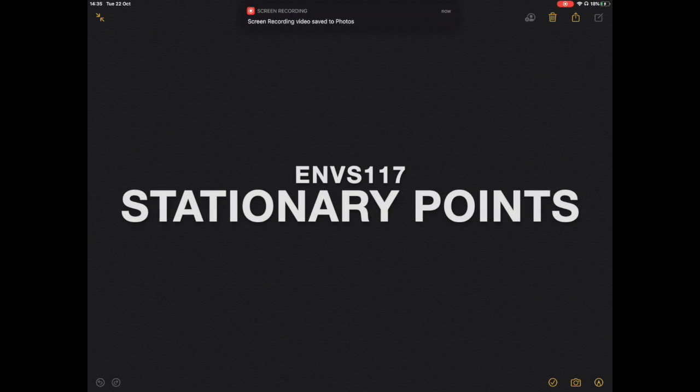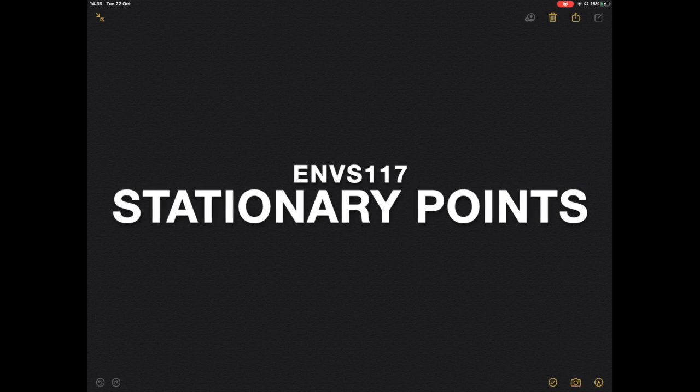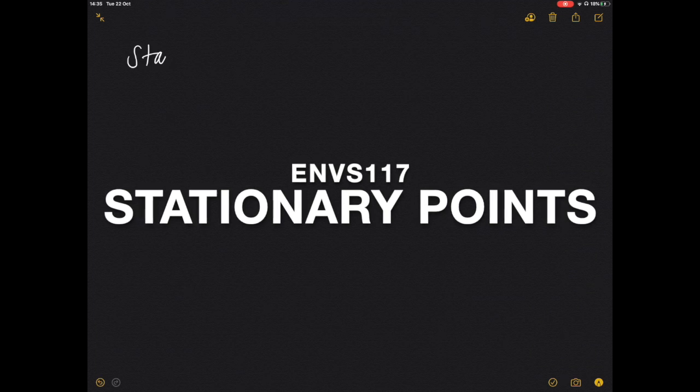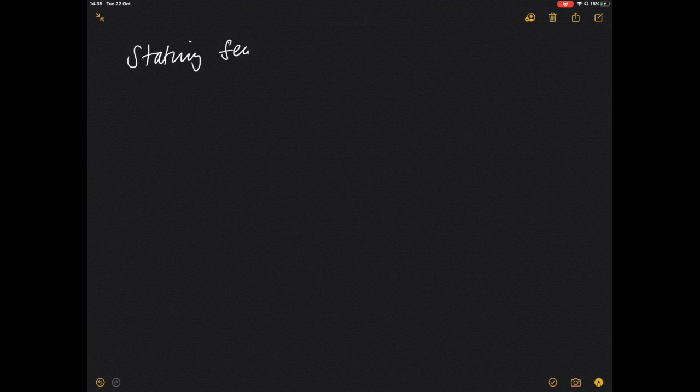Okay, so at this point, what we're going to do is describe some other features of a plot. First of all, we've created a descriptor of a curve. But what if we want to describe some features? Maybe we want to describe some stationary features.